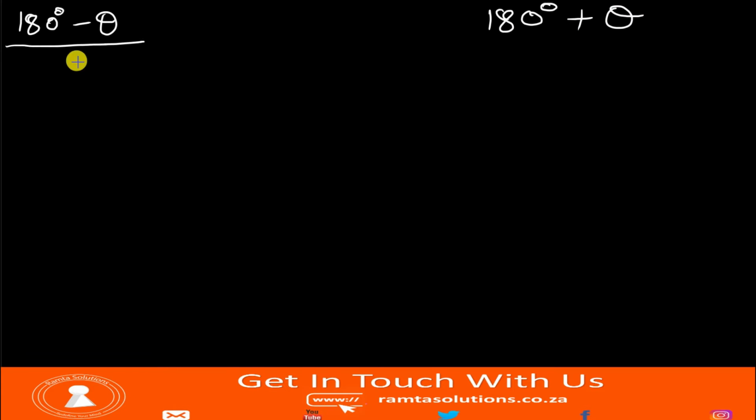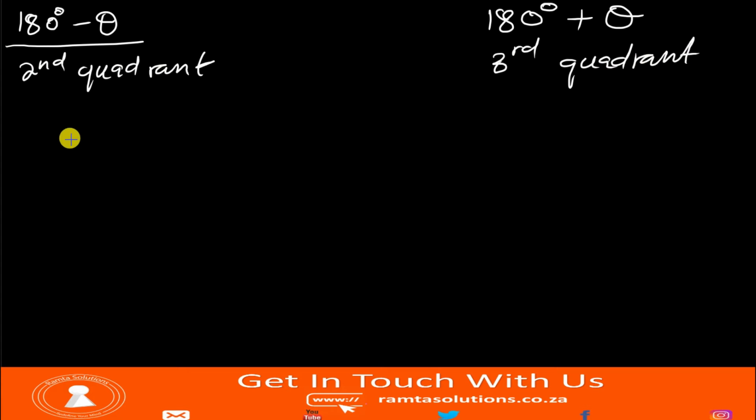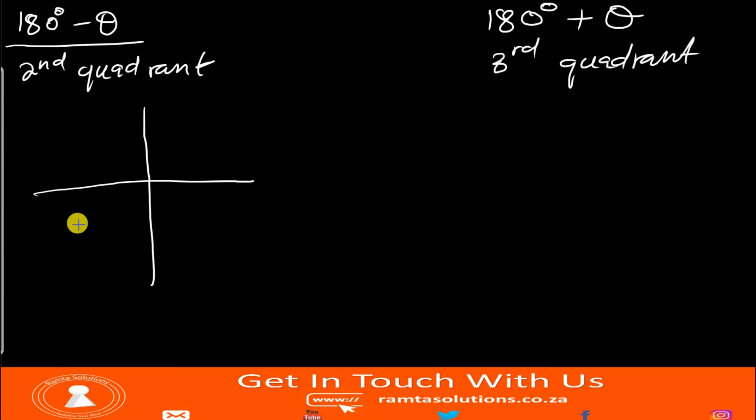I'm going to take the 180 degrees minus and the 180 degrees plus. Remember, this is the second quadrant, while this is the third quadrant. So let's draw our Cartesian plane. I'm going to just take an arrow here, and then I'm going to take another one.